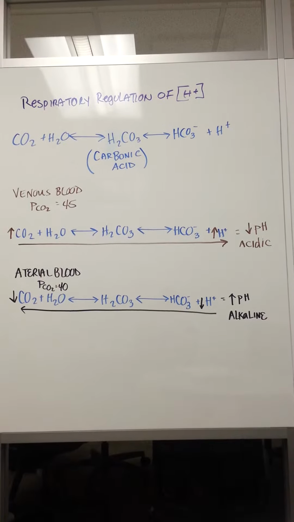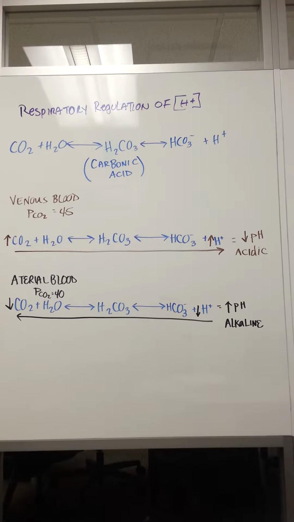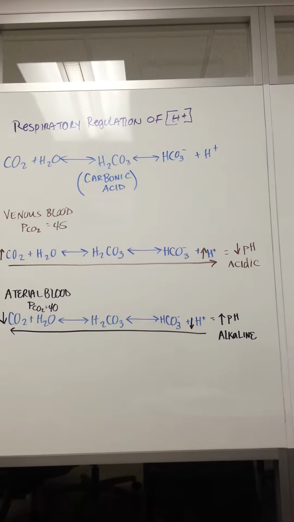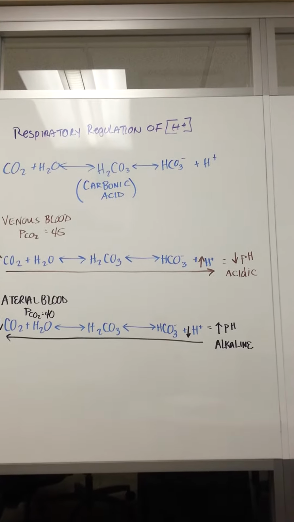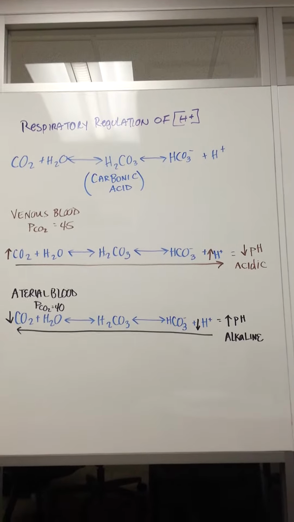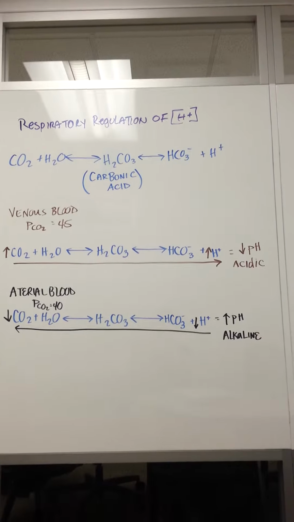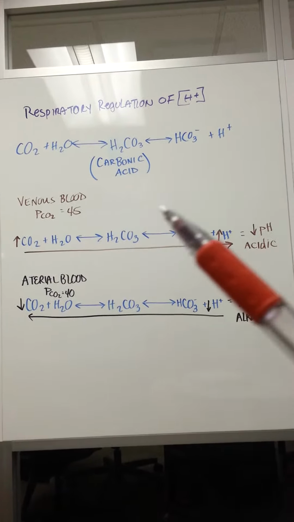Okay, so the respiratory regulation of hydrogen. The respiratory system is a physiological buffer that controls elimination of carbon dioxide, okay? Now, you eliminate carbon dioxide by breathing in and out. Now, a reversible equilibrium exists in the blood. Again, we have this equation up here, okay?